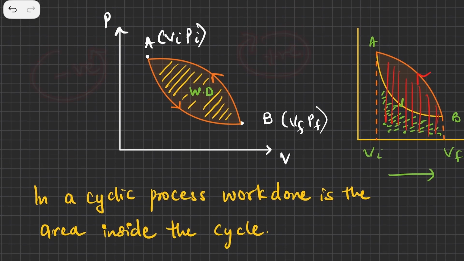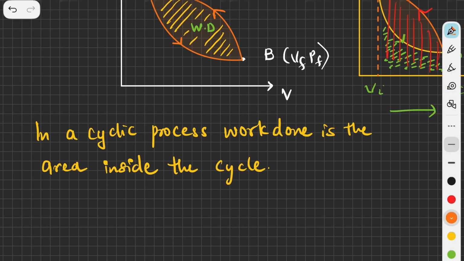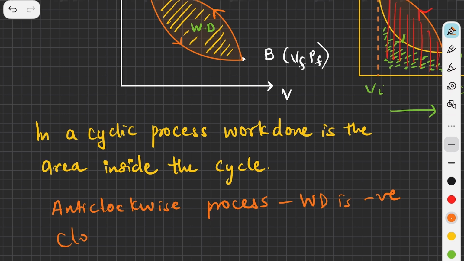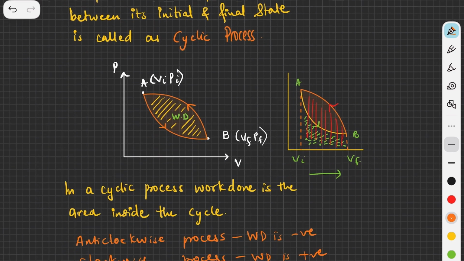So we can conclude here that for an anti-clockwise process, I will just write over here, anti-clockwise process, work done is negative, and clockwise process, work done is positive. So this is the way how it works. So this is all about cyclic process, nothing more, nothing less.